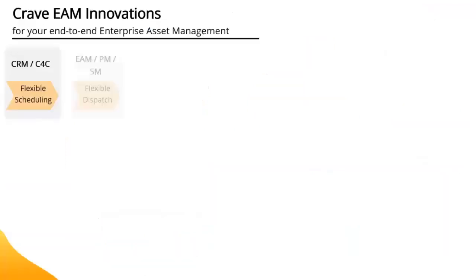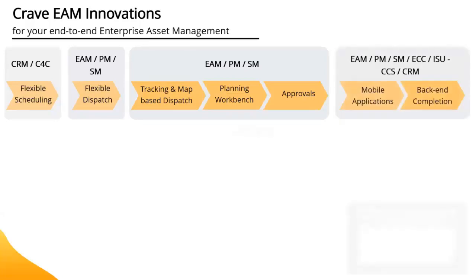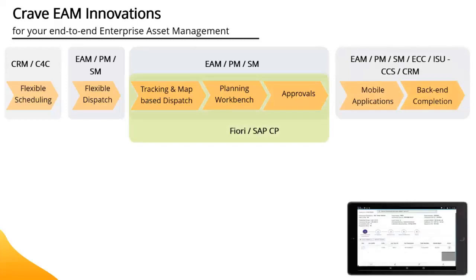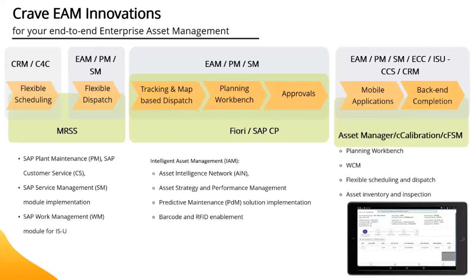So with that, I would like to map this. We are talking about asset manager, but I'm painting a larger picture where asset management is one of the components. So when Crave Infotech comes into the picture, we can help you end to end. So: scheduling, dispatch, tracking and map-based dispatch, planning workbench, approvals, and then the mobile applications. And we stitch together the different solutions available. So MRS for scheduling and dispatching. This is our addition or extension: planning workbench, approvals, and vehicle tracking, which is also available on the cloud platform using SAP cloud platform technology, and then asset manager, calibration, CFSM. So these are the different applications we work with.